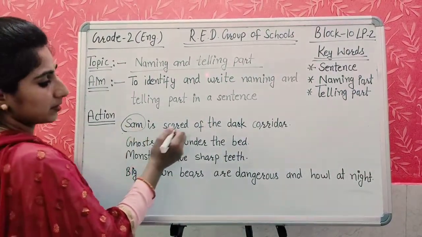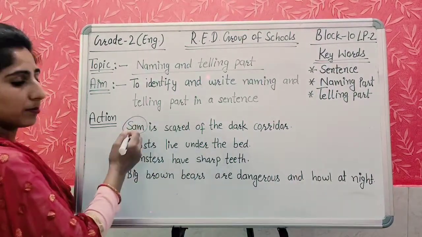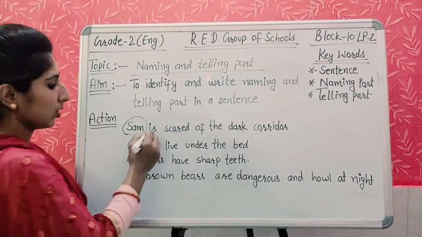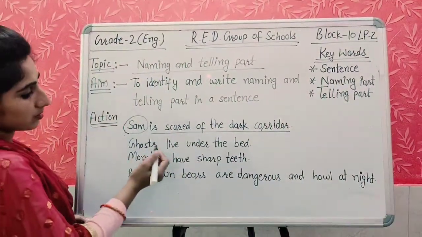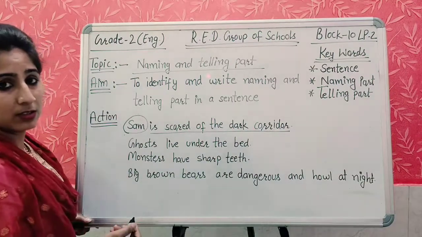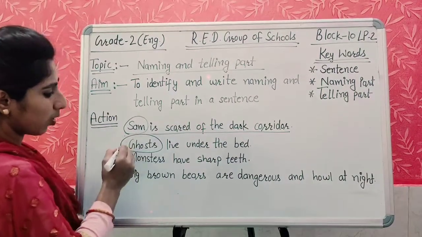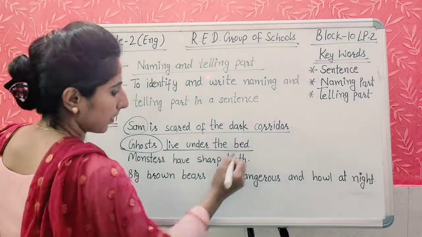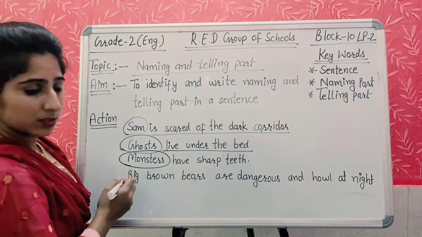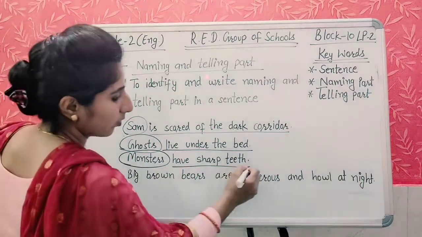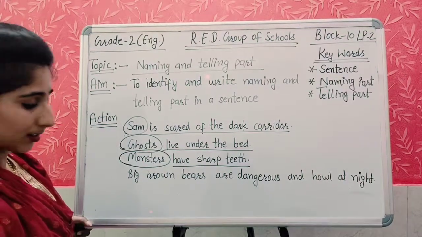Means Sam is scared of the dark corridor. So these words are telling about Sam, about the naming word. So this part is the telling part of this sentence. Ghosts live under the bed. Yes, what is the naming word? This is ghosts, the naming part, and this is the telling part. Same how monsters, this is the naming part, have sharp teeth. This is the telling part of this sentence.